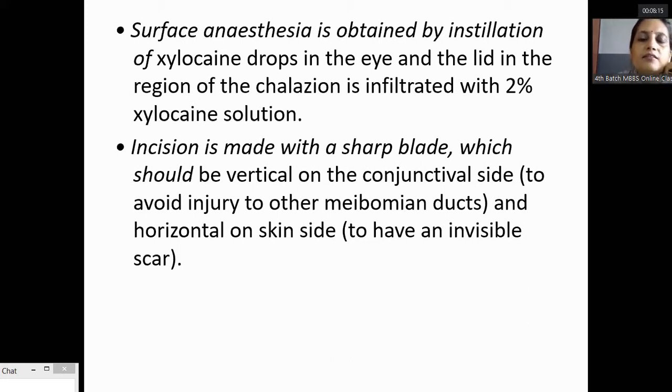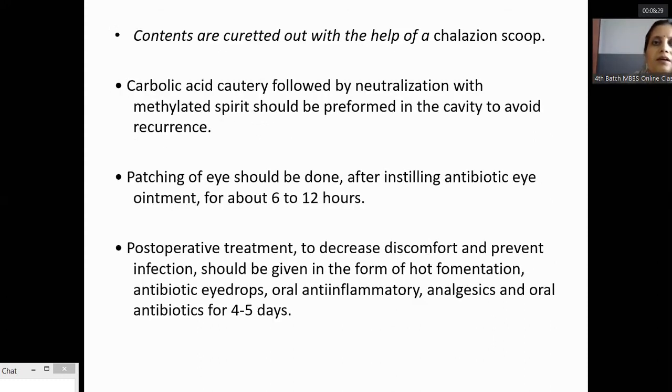An incision is made with a sharp blade, which should be vertical on the conjunctival side to avoid injury to the other meibomian ducts, and horizontal on the skin side to have an invisible scar. Contents are curetted out with the help of the chalazion scoop, and carbolic acid cautery followed by neutralization with methylated spirit should be performed in the cavity to avoid recurrence.